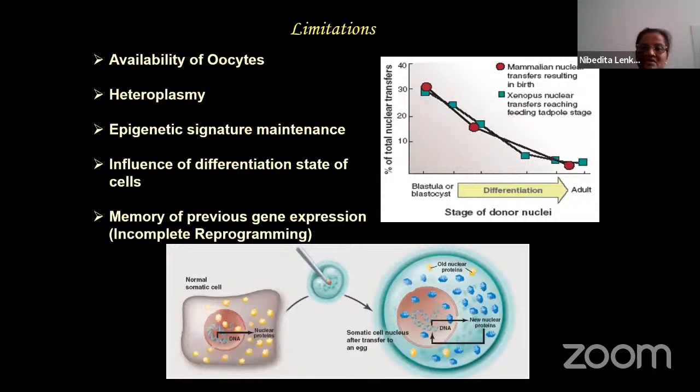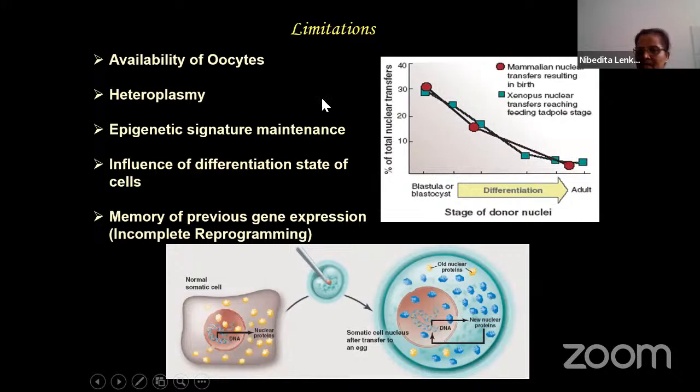So this graph shows the stage of the donor cell. The earlier the stage, the younger the donor cell, and that has better efficiency or potential to give rise to the entire organ. Even in terms of stem cell creation, this is also seen. As you see, gradually as the donor cell differentiation stage goes up, the efficiency goes down. There are other limitations associated with SCNT, specifically availability of oocytes.